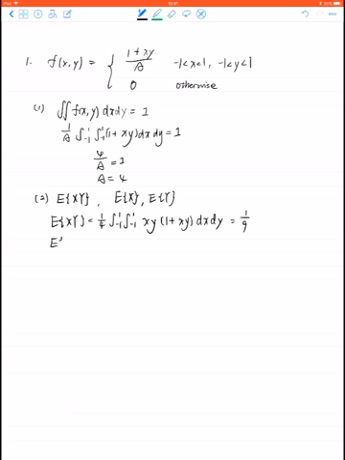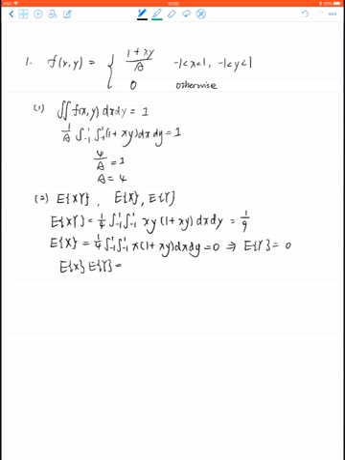Then we have to figure out E[X] and E[Y]. In this case, E[X] equals the integral from -1 to 1 of x times (1 plus xy) dx dy, and the answer should be 0. In this case, as follows, E[Y] equals 0, too. So in this case, E[X] times E[Y] actually equals 0, and that is not equal to E[XY]. So we can draw the conclusion that they are not uncorrelated.